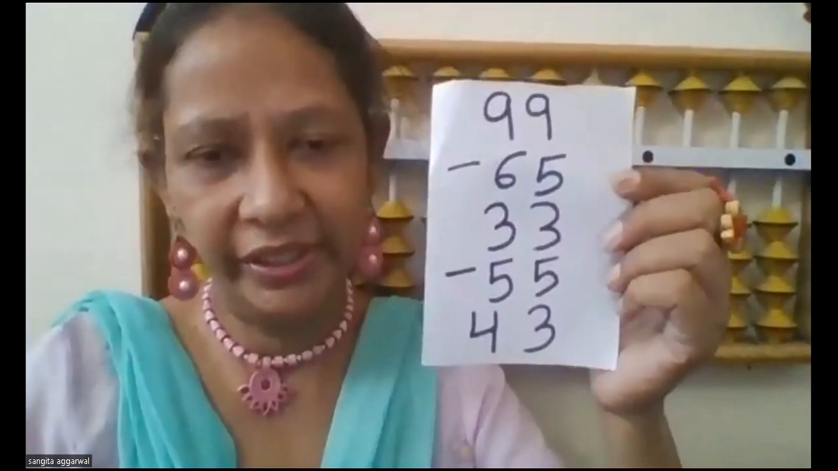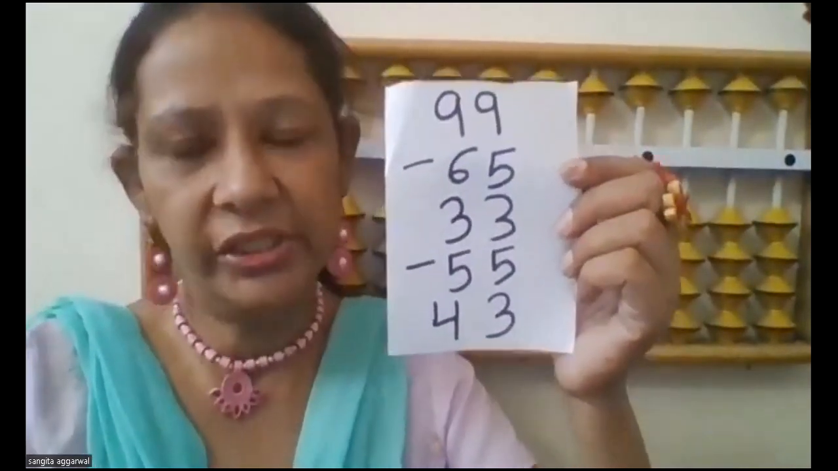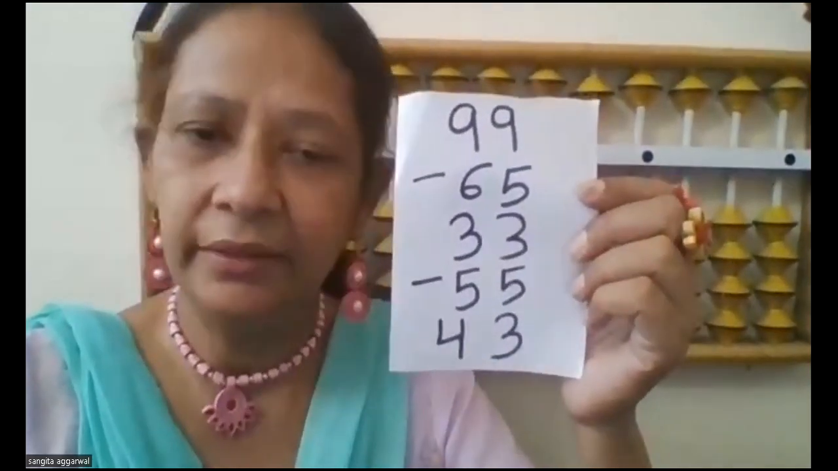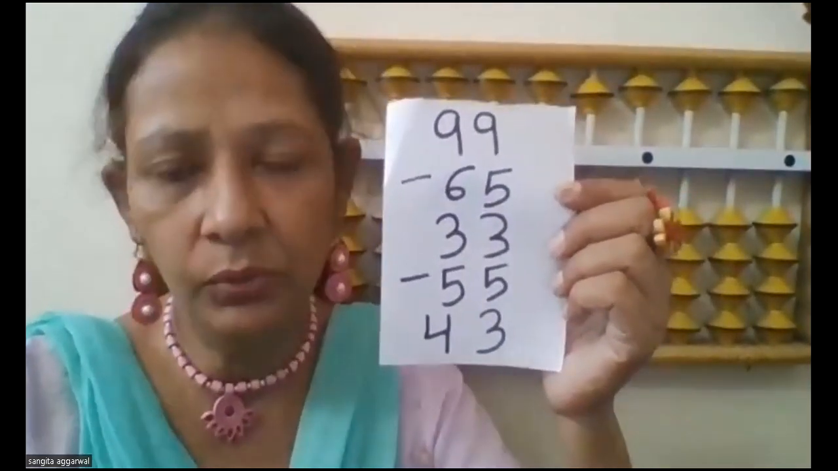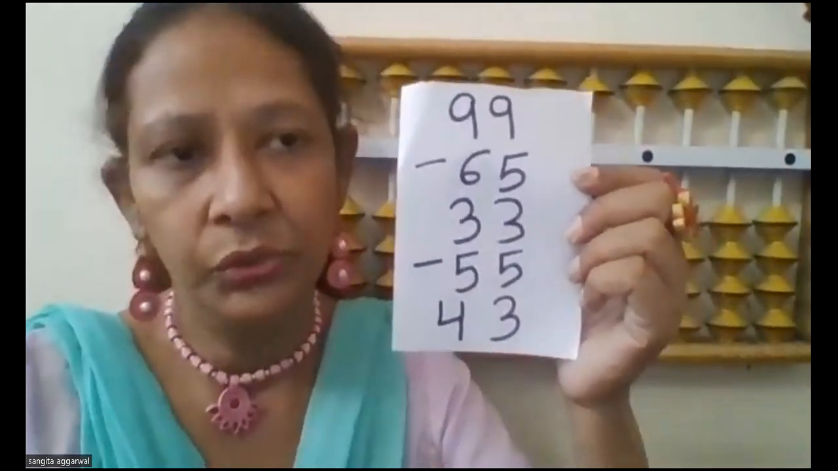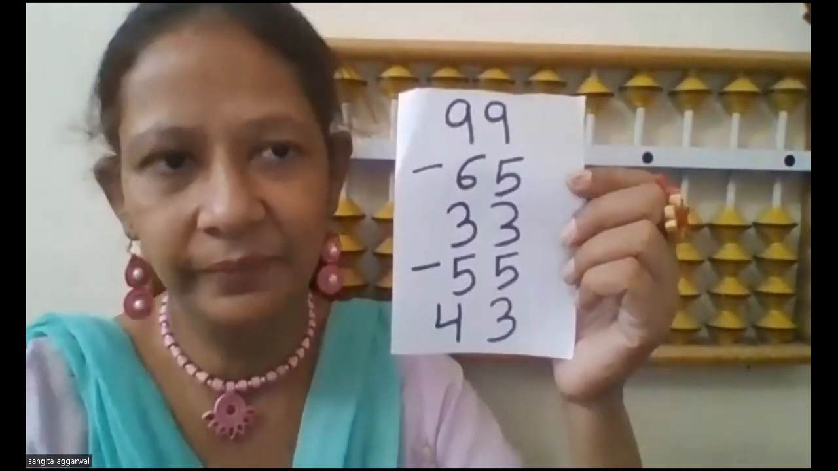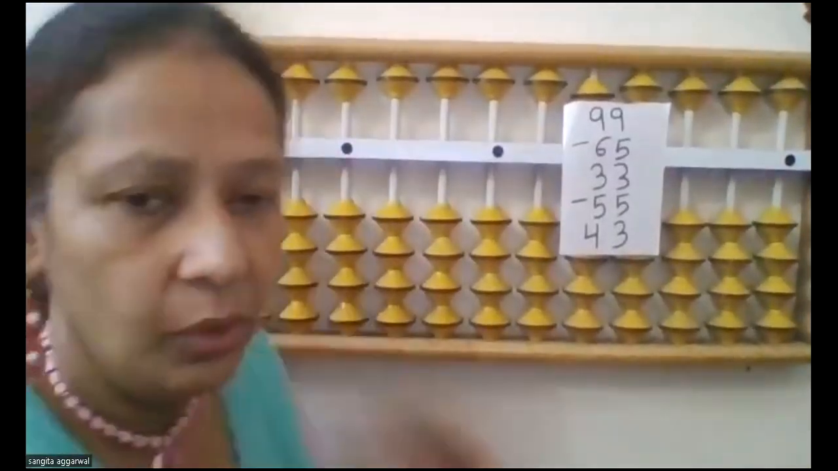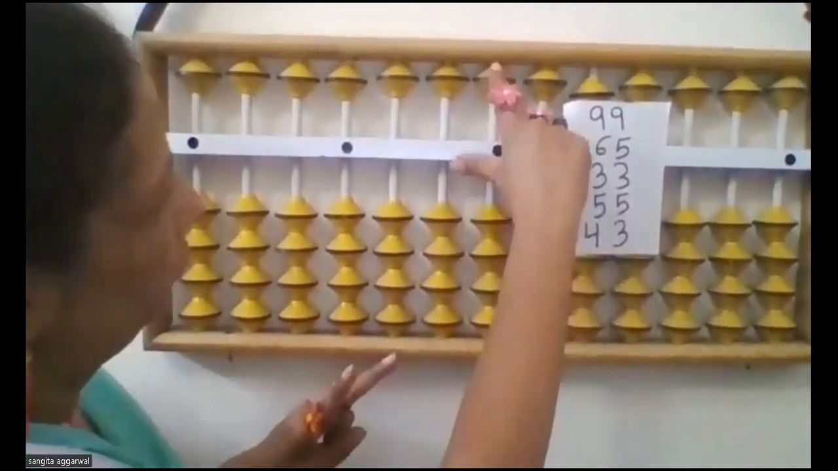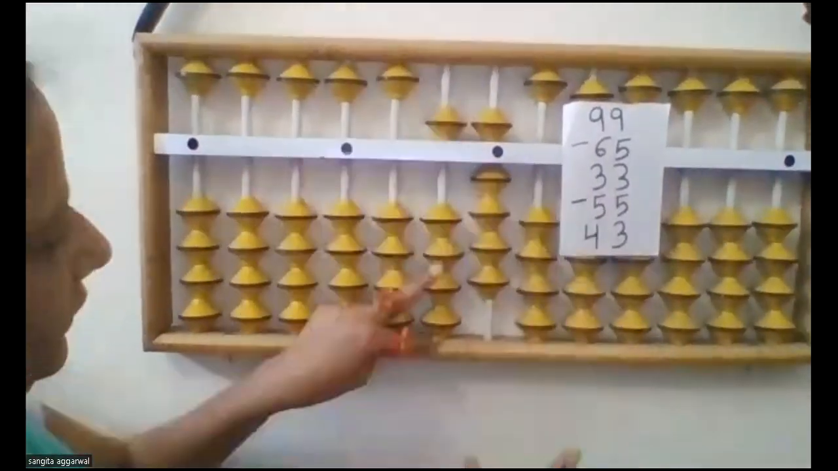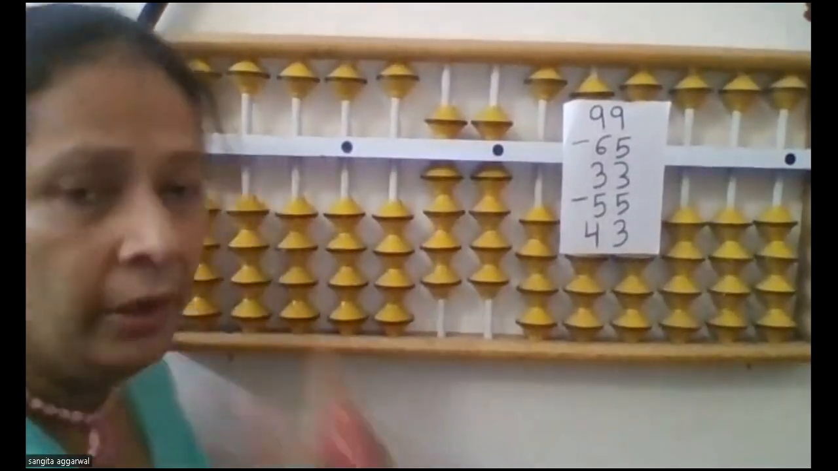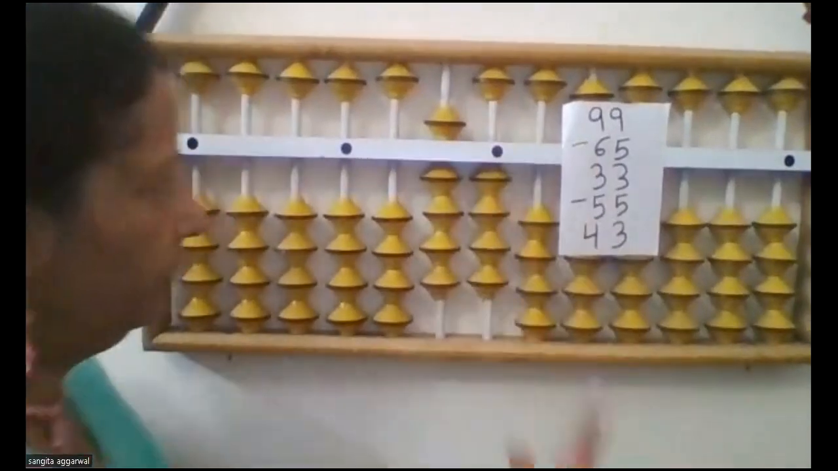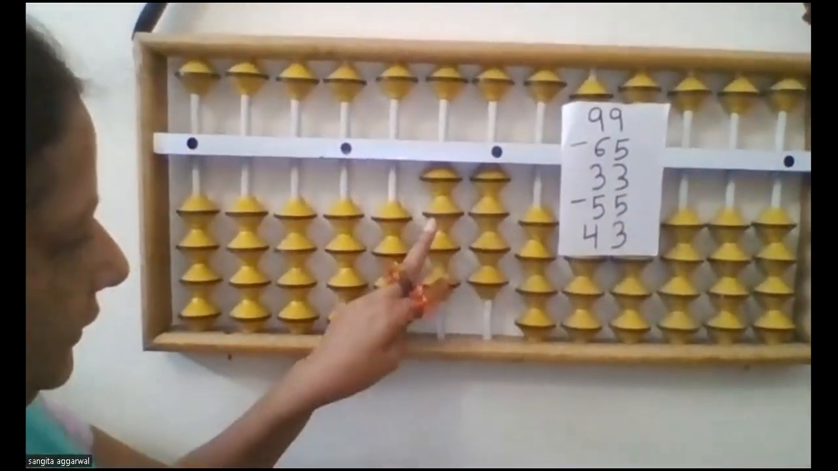You look at this question carefully. This question is a little bit difficult because in this question you will use both the formulas. So look here carefully. Now you see 99. So this is, you can see this is 99. Now minus 65. So minus 5 and minus 60.